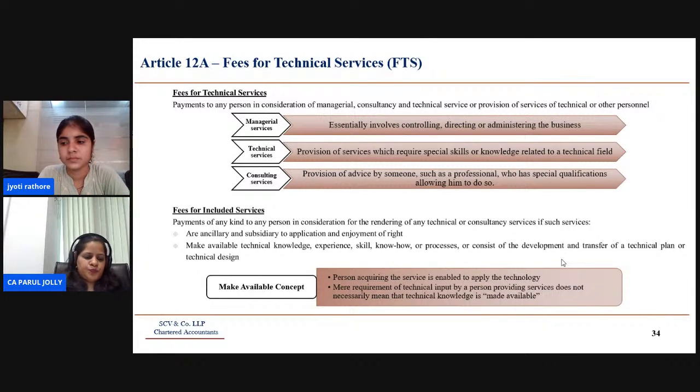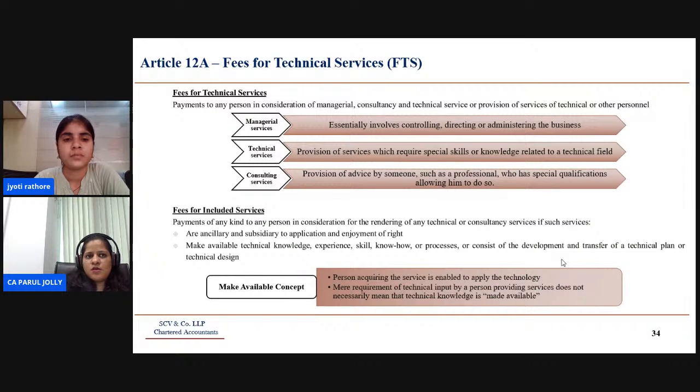Then we have this article, fee for technical services. So basically, the Income Tax Act also defines and taxes fee for technical services for non-residents. We have the definition given under section 9(1)(vii). So basically, it's a payment to any person in consideration of managerial, consultancy, or technical services. What is managerial services? Basically, it involves controlling, directing, or administrating the business. Technical services is the provision of services which require special skills or knowledge related to a technical field. Consultancy services is basically the provision of advice by someone such as a professional who has a special qualification which permits him to give that particular consultancy.